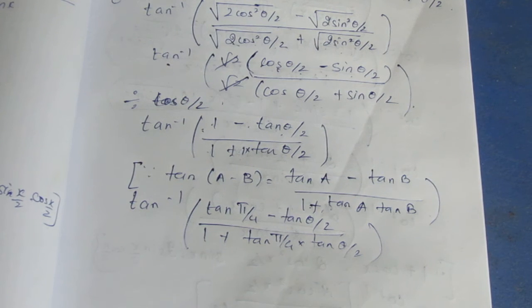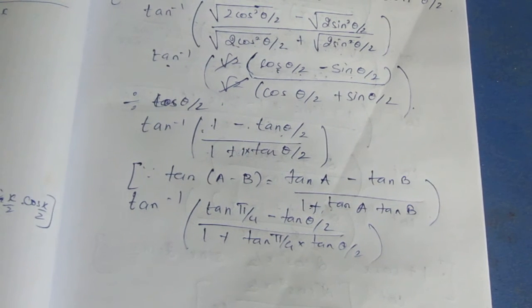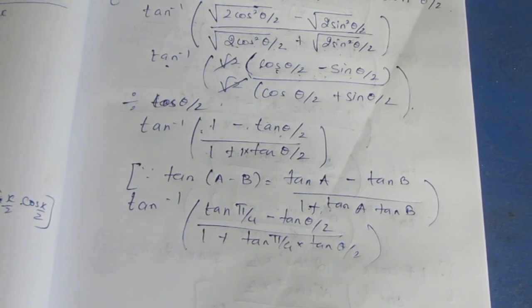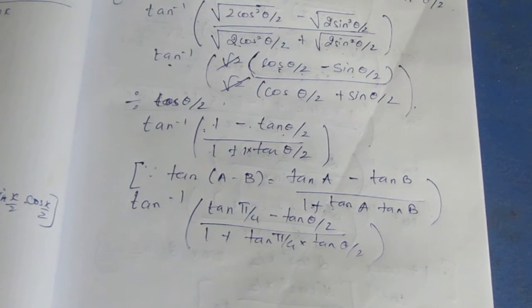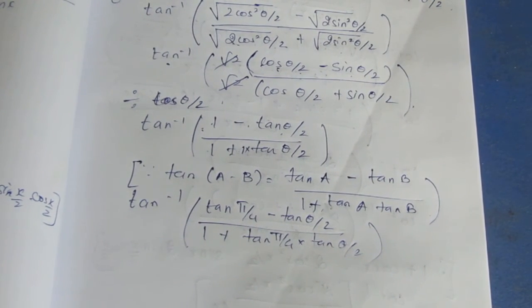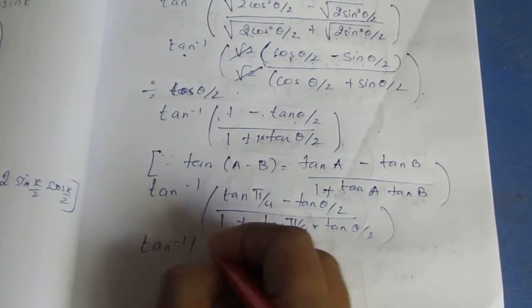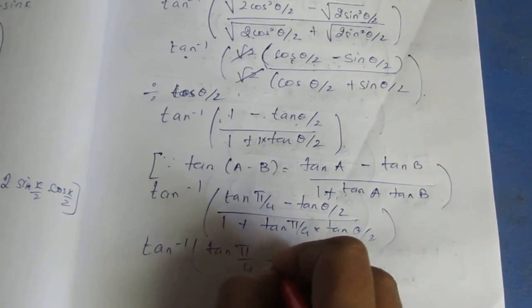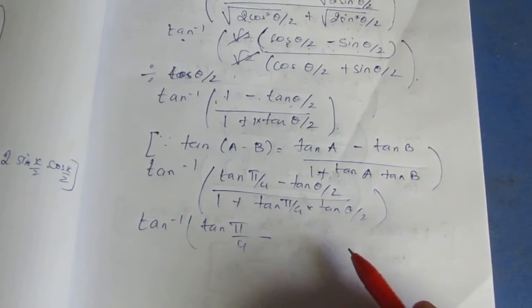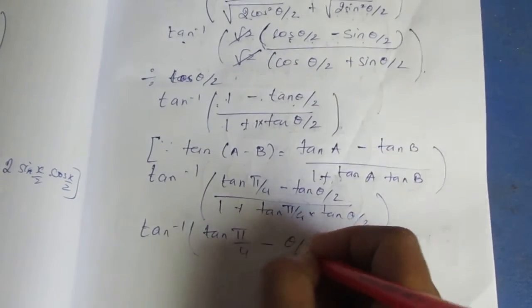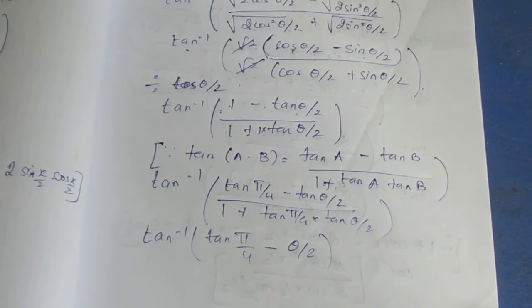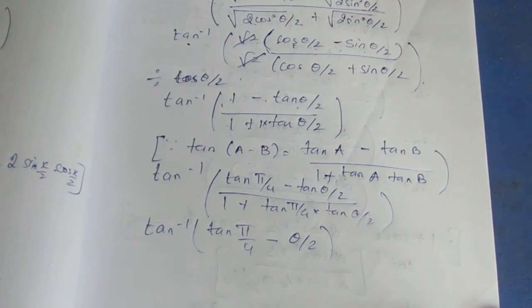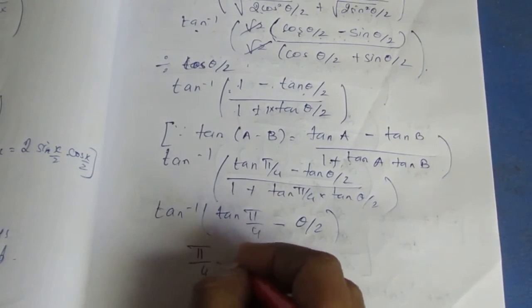Now I have not changed the question. In the place of 1 I have just substituted tan pi by 4. It is in the form of the tan A minus B formula, so I can directly introduce the formula here. In the place of A we can write pi by 4, and in the place of B we can write theta by 2. So this becomes tan inverse of tan A minus B, where A minus B here is pi by 4 minus theta by 2. Now tan inverse and tan get cancelled. We have pi by 4 minus theta by 2.